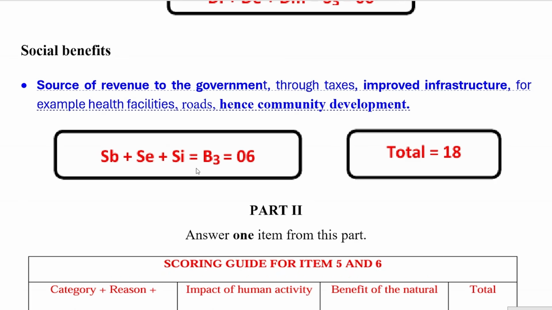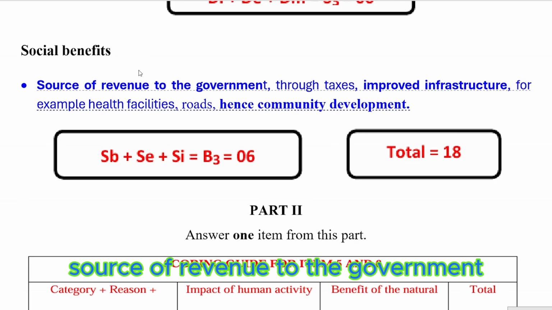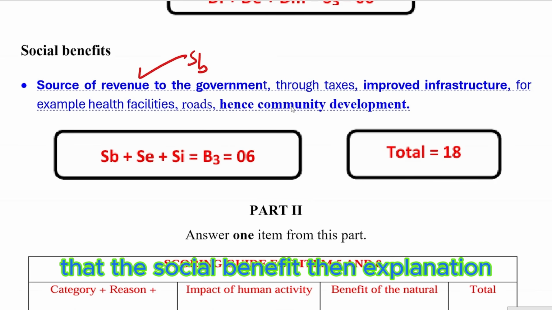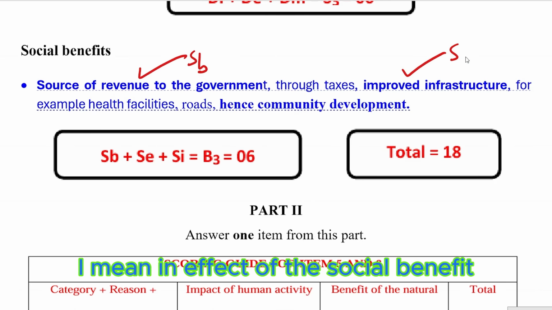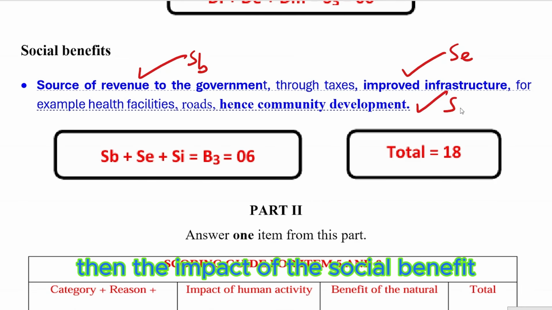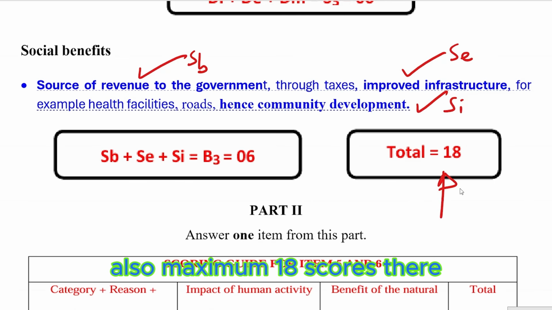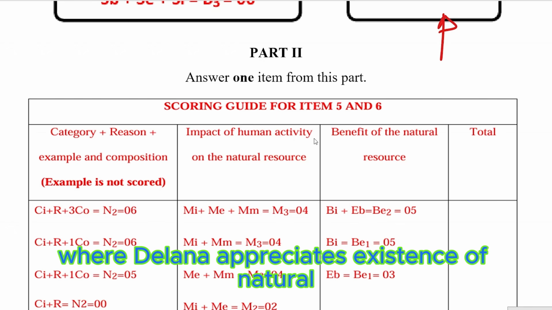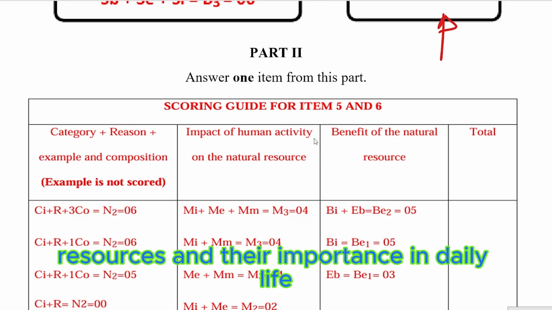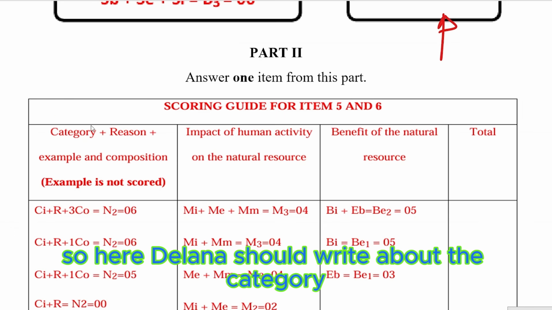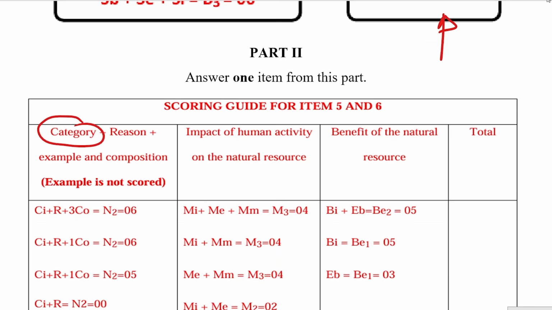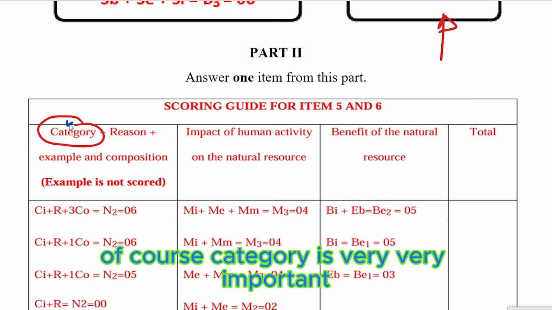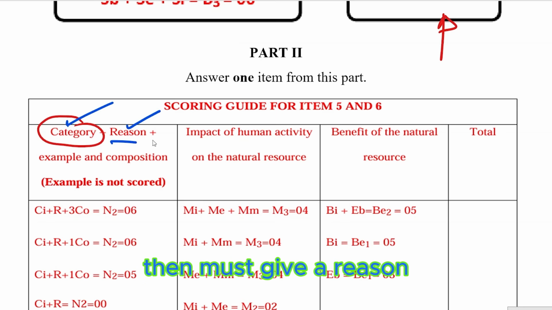Social benefits, source of revenue to the government, that's the social benefit. Then explanation, effect of the social benefit, then the impact of the social benefit. Also, maximum 18 scores there. Let's look at the next part 2, where the learner appreciates existence of natural resources and their importance in daily life. So here, the learner should write about the category. Of course, category is very, very important. Then must give a reason.